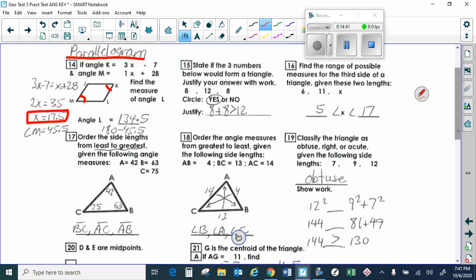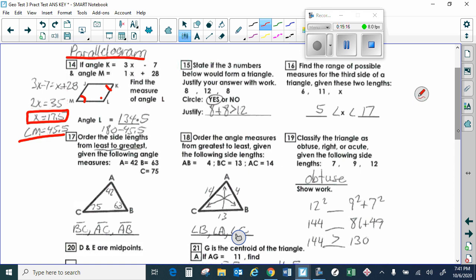Okay, now it wants me to solve for angle L. Well, we know angle L and K are supplementary, or angle L and M are supplementary, because you have parallel lines cut by a transversal, so you have same side interior angles are supplementary. Or you can just remember that one of the properties of a parallelogram is consecutive angles are supplementary. Same thing. All right, so we plug the x back in. So I have 28 plus 17.5 is 45.5 right there. I subtract that from 180 and I get 134.5.